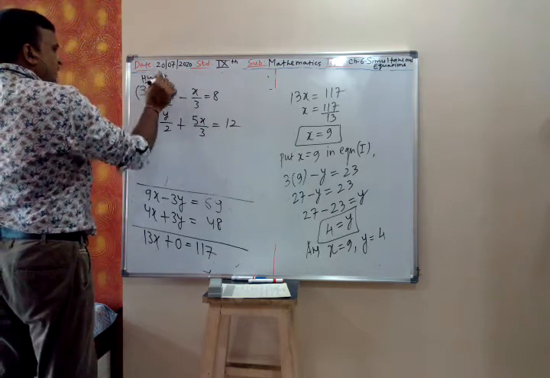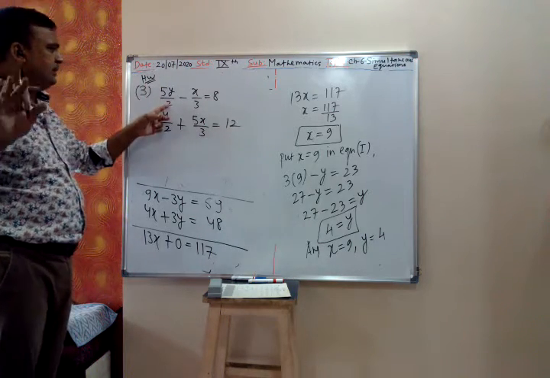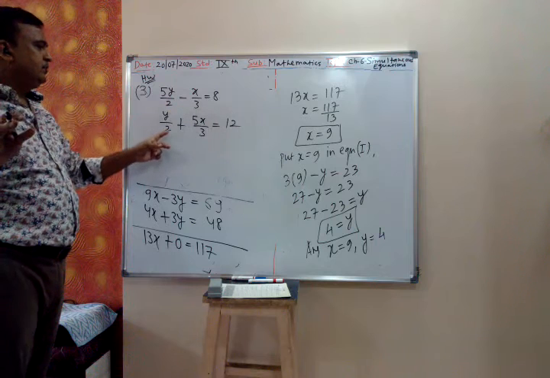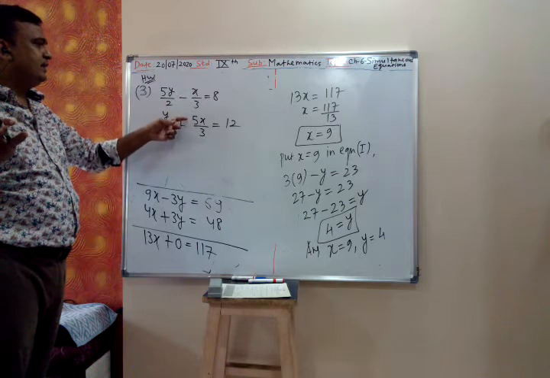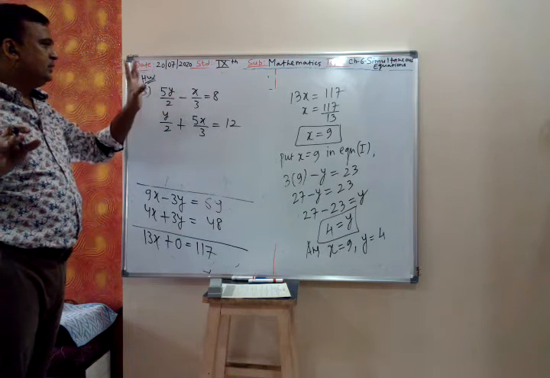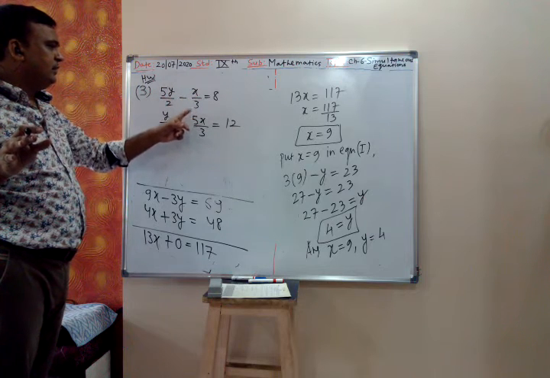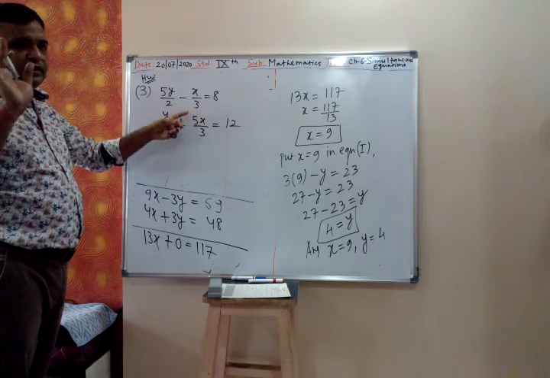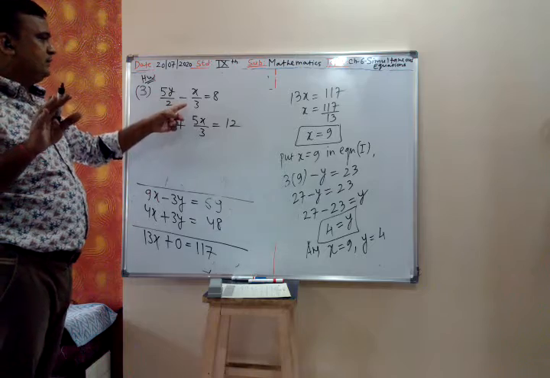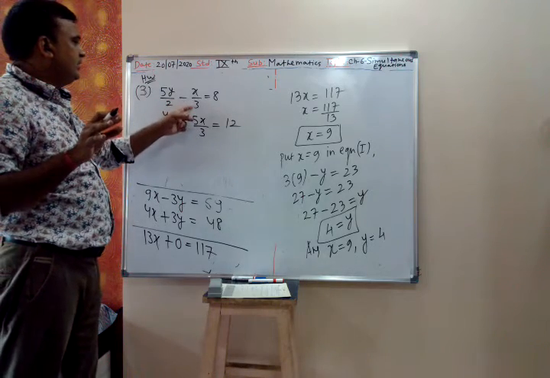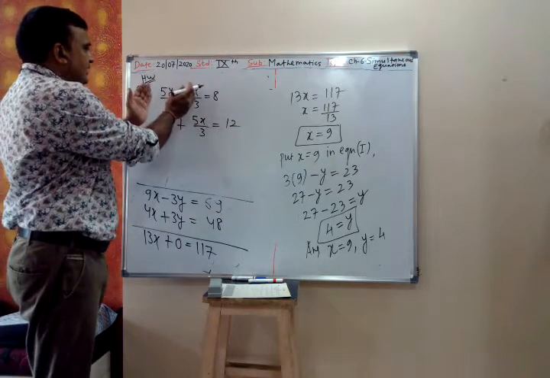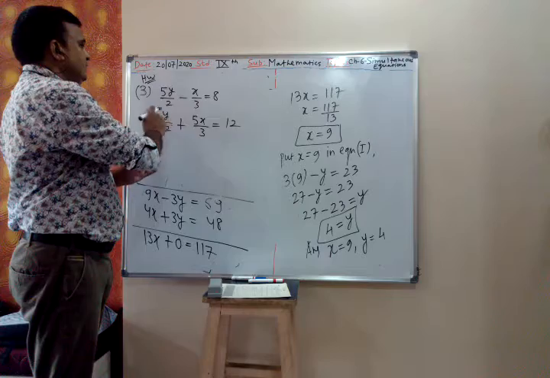This I am giving as homework. You have to take the LCM of 2 and 3. Simplify that. Get equation 1 and 2. First you have to make the denominator equal. Then while writing, you have to write first x, then y.